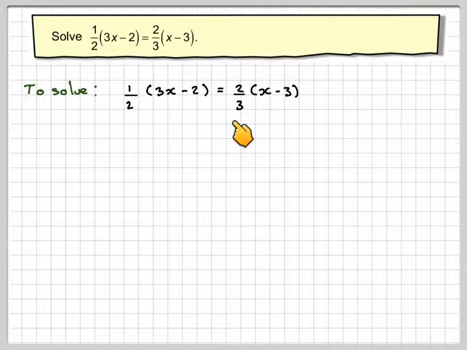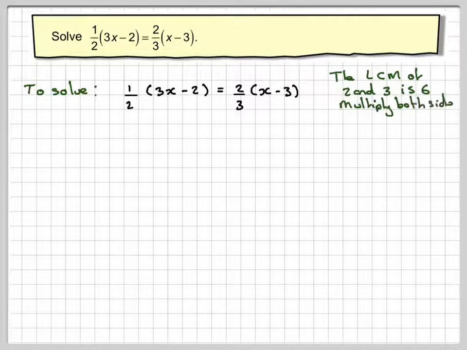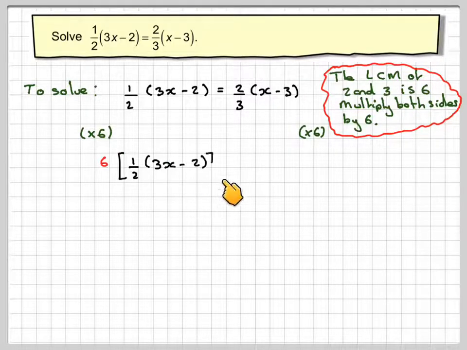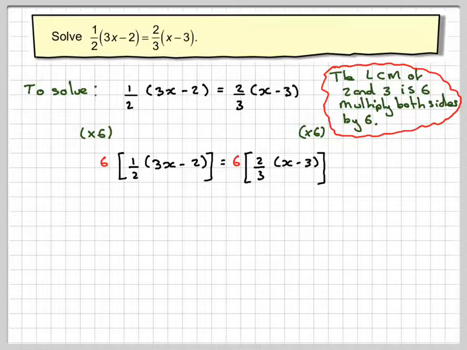So we'll look at 2 and 3 and take the lowest common multiple. The lowest common multiple of 2 and 3 is 6, so we're going to multiply both sides by 6. So we're going to do 6 times all of it, and then 6 times this side as well.